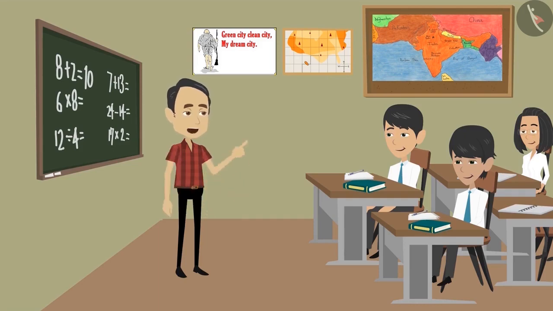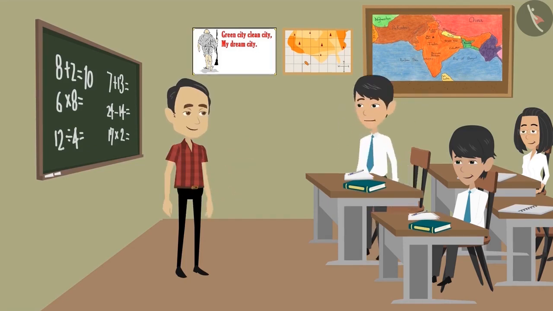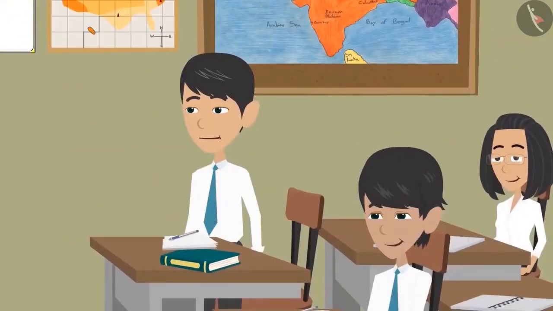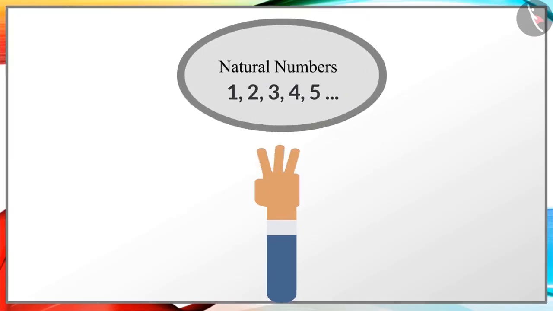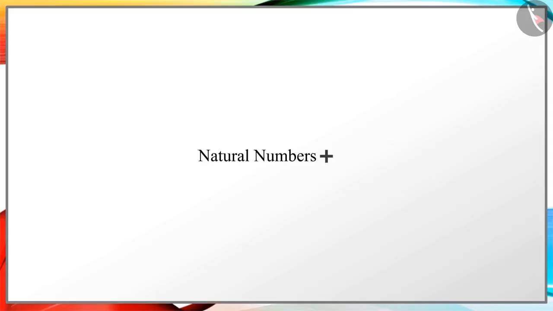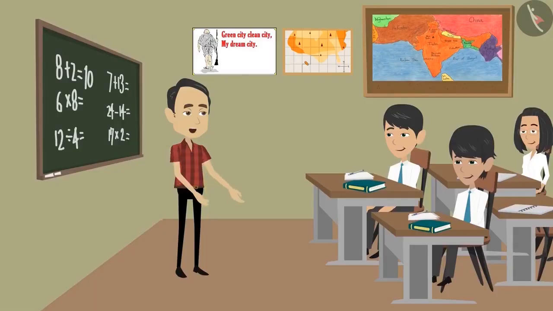Children, what are natural numbers? Sir, the numbers which we can count are called natural numbers. Like we have 1, 2, 3, 4 and 5 fingers in one hand. Well done, Rahul. Children, now let us move ahead and add 0 to these natural numbers. Now, who will tell what we call such a group of numbers? Sir, we call this group of numbers whole numbers.